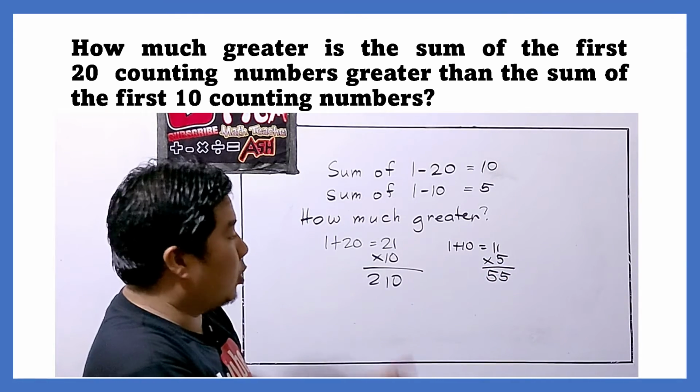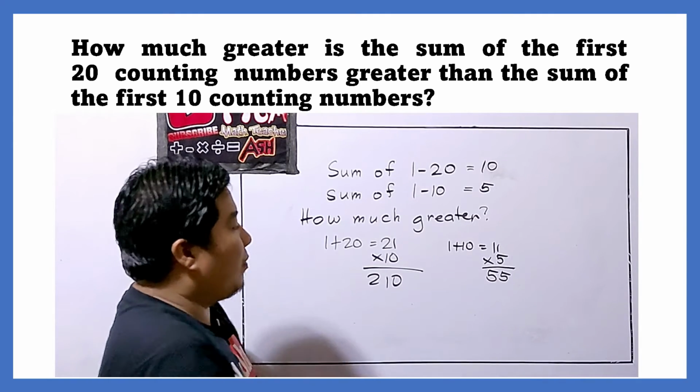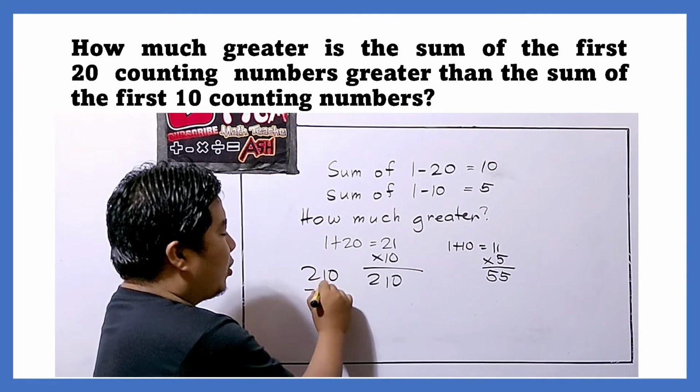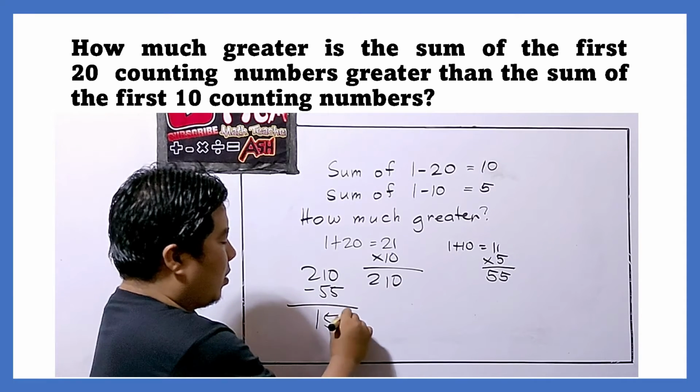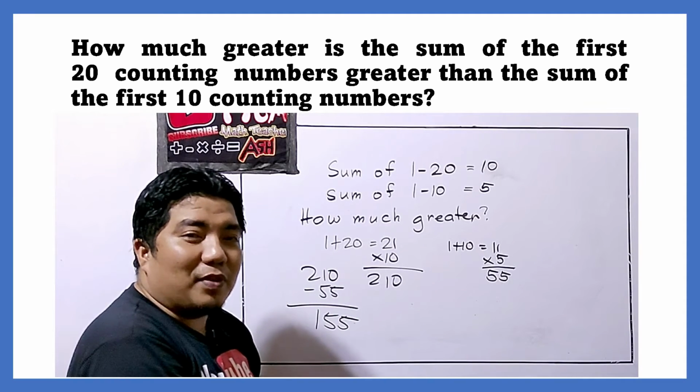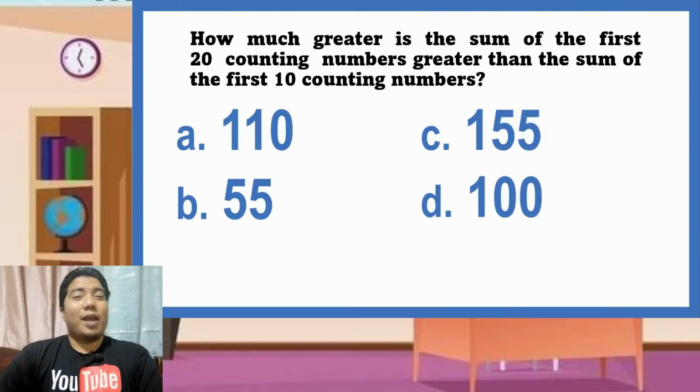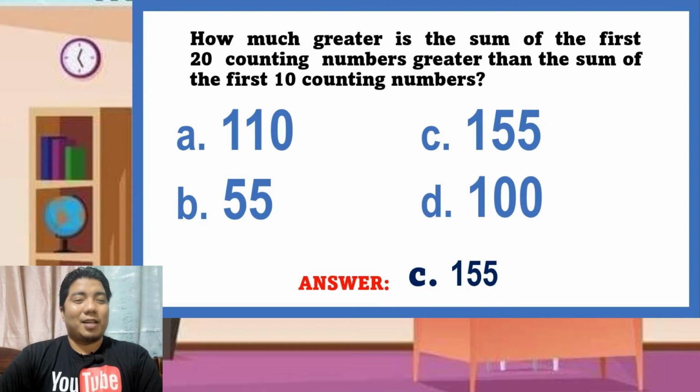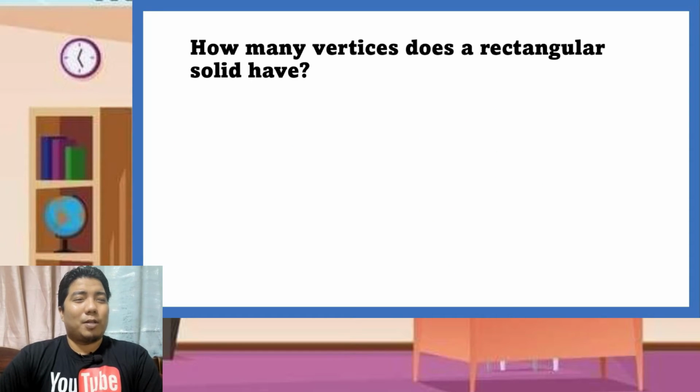Now, what you will do is subtract 55 from 210, and you will have the answer 155. Easy, right? And the correct answer is letter C, 155. Easy, right? Now, let us go to the next problem.